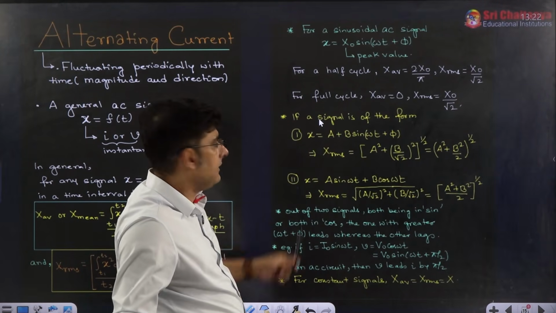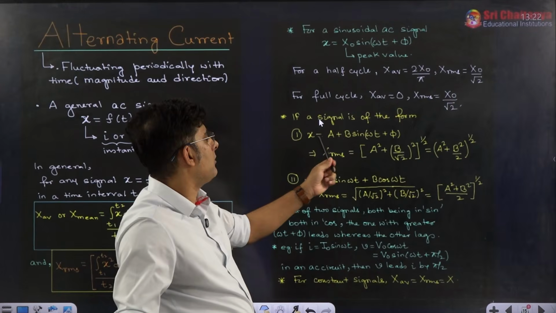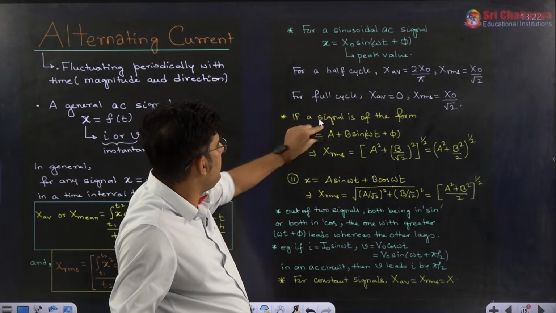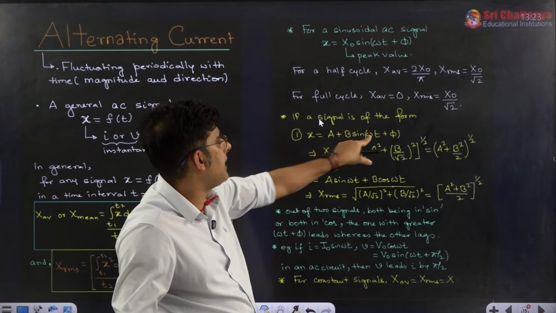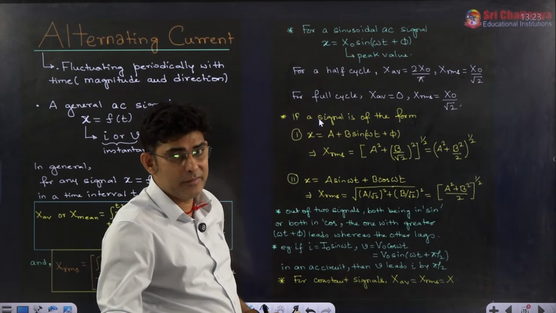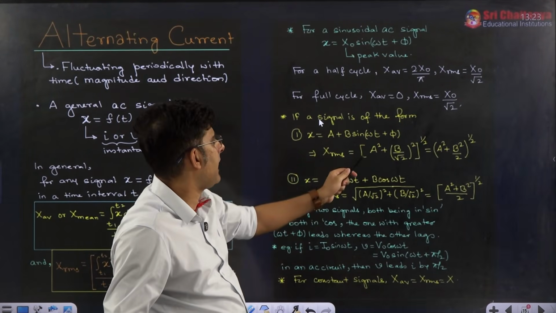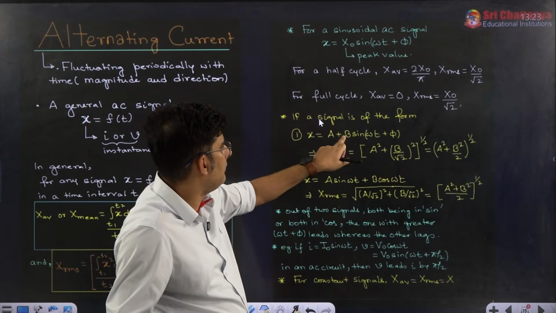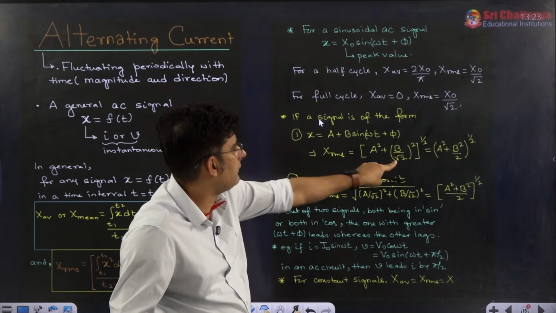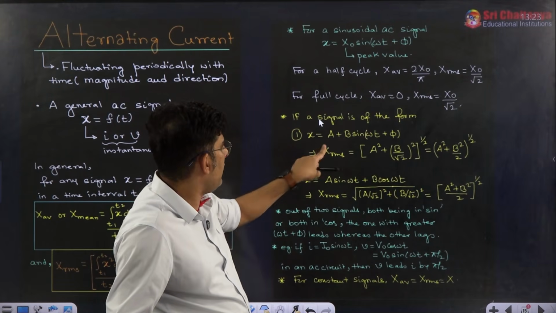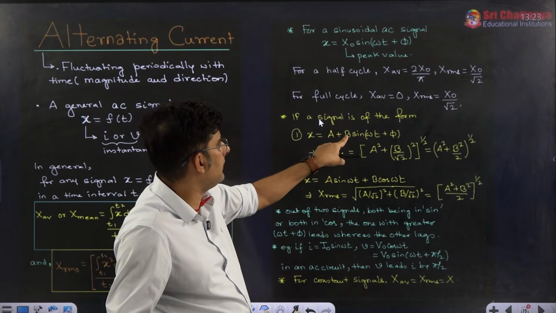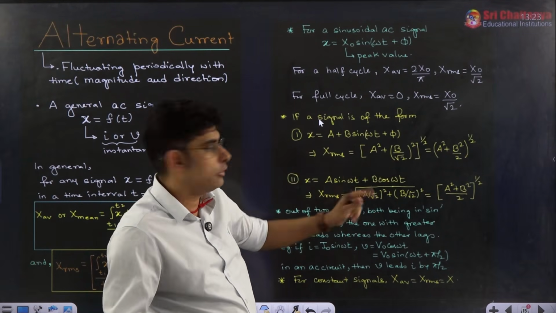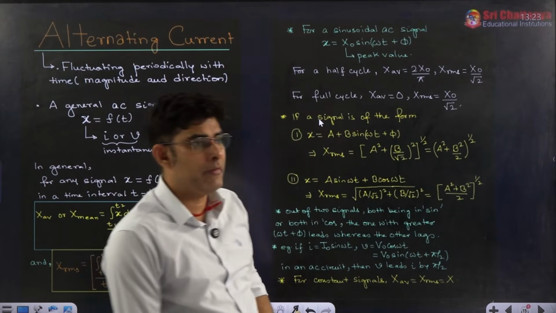Important results: if you have a signal of the form DC plus AC, A plus B sin(omega t plus phi), where A is a DC value, a constant value, and B sin(omega t plus phi) is the AC part, they will ask you what is the RMS value of the signal. You can integrate and find it, but you can save time: take the square root of the DC value squared plus this AC value's RMS value squared. So A square plus this one's RMS value square. RMS value is B by root 2, so B by root 2 squared. So it becomes (A square plus B square by 2) to the power 1 by 2.